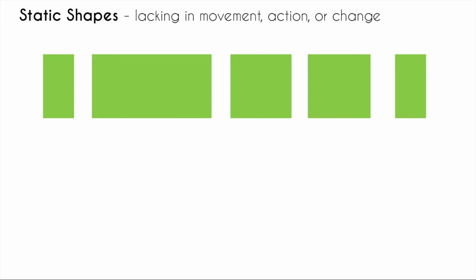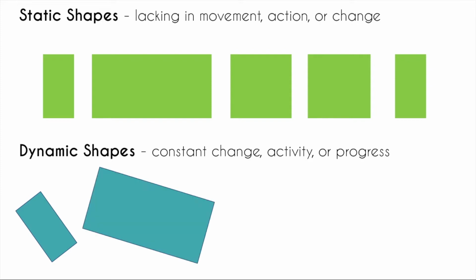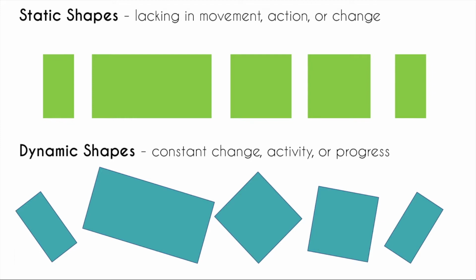So the opposite of that would be dynamic. Now, if you remember, the opposite of vertical and horizontal lines were curved and diagonal lines. So the same principle here. Now we have dynamic shapes. They're in constant change. They convey activity. And if you just take every shape above and tweak it a little bit to get those angles being diagonal, then you have dynamic shapes.